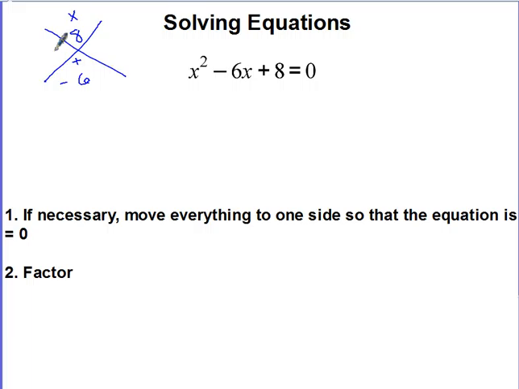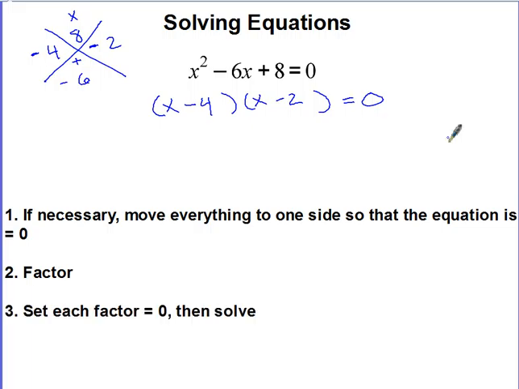If I have to multiply to a positive number but add to a negative, it means both of them have to be negative. Let me draw my parentheses here. I know they're both going to be x. So I need numbers that multiply to 8 and add up to negative 6. I'm going to do 4 and 2. Negative 4 times negative 2 is positive 8. Negative 4 plus negative 2 is negative 6. So I can fill those in. X minus 4, x minus 2. And this is still equal to 0. So I just factored the left side.